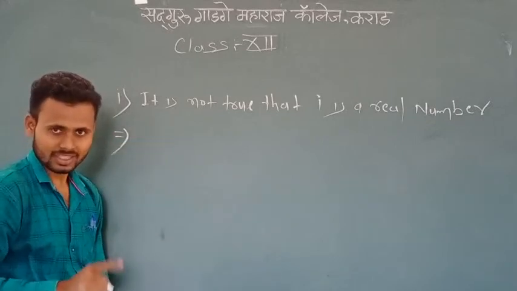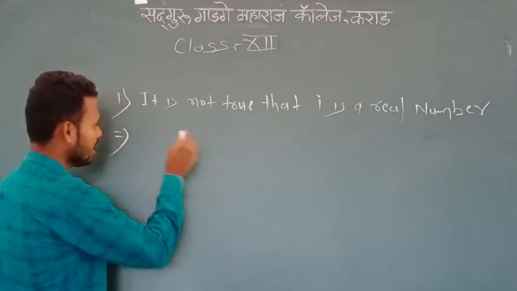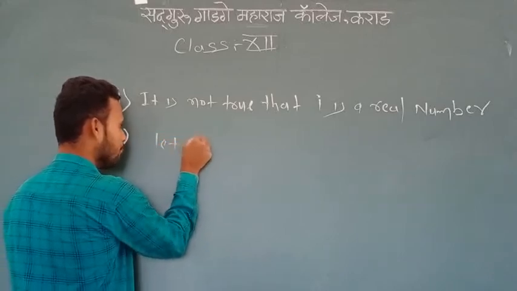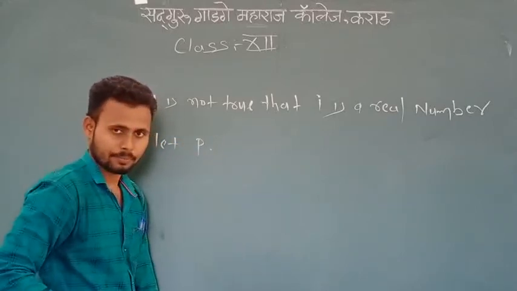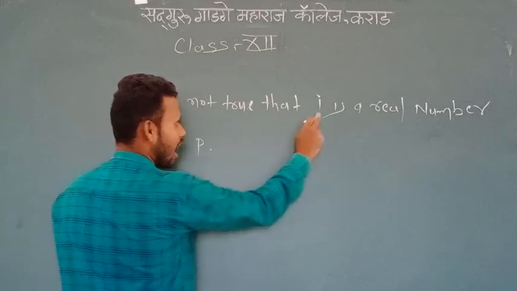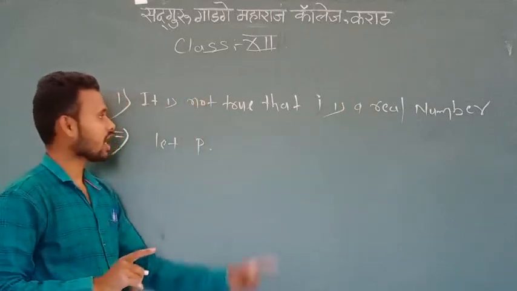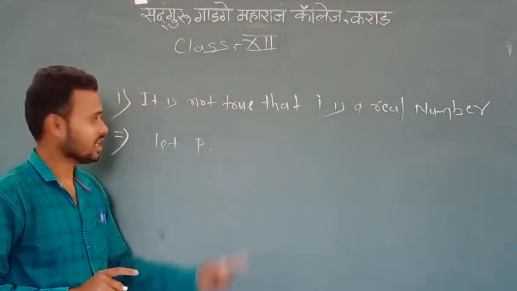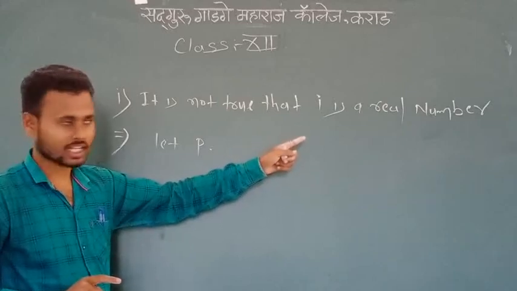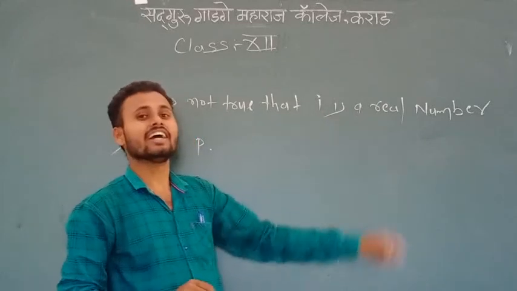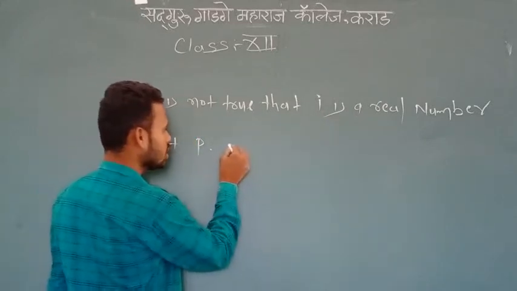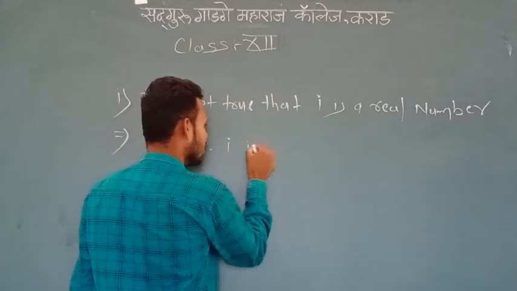Solution: we have to consider the statement P. Let P be the statement that i is a real number. We can't consider the negation of the statement. We do not consider the negation statement, so the statement I consider is: i is a real number. Therefore, let P denote: i is a real number.